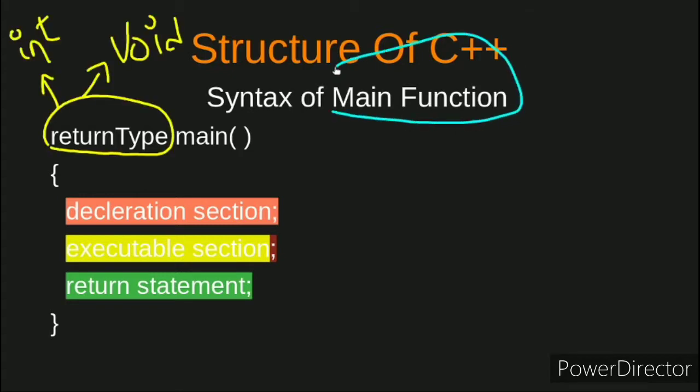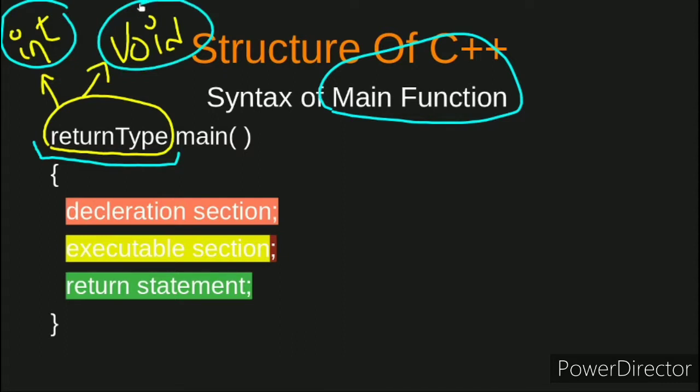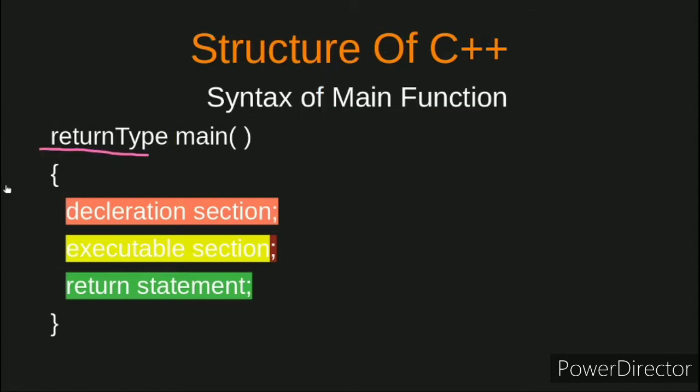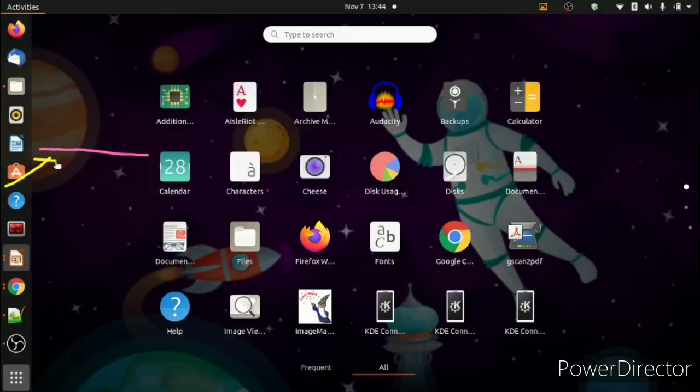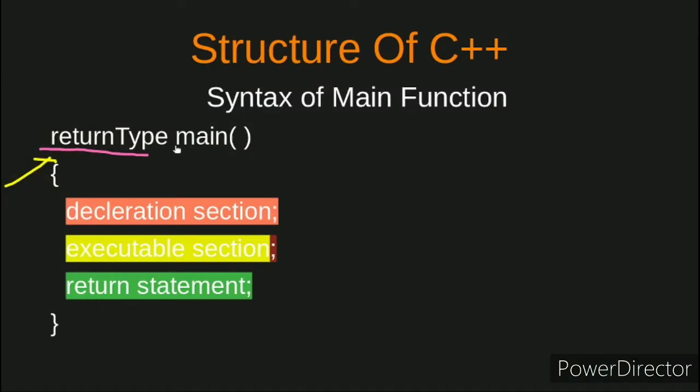Every main function comprises a return type, which can be int, void, double, and so on. If you are confused as to what these int and void are, that's perfectly fine. Later on, when we do a video on data types and variables, you'll have an in-depth understanding of what these terminologies actually are.